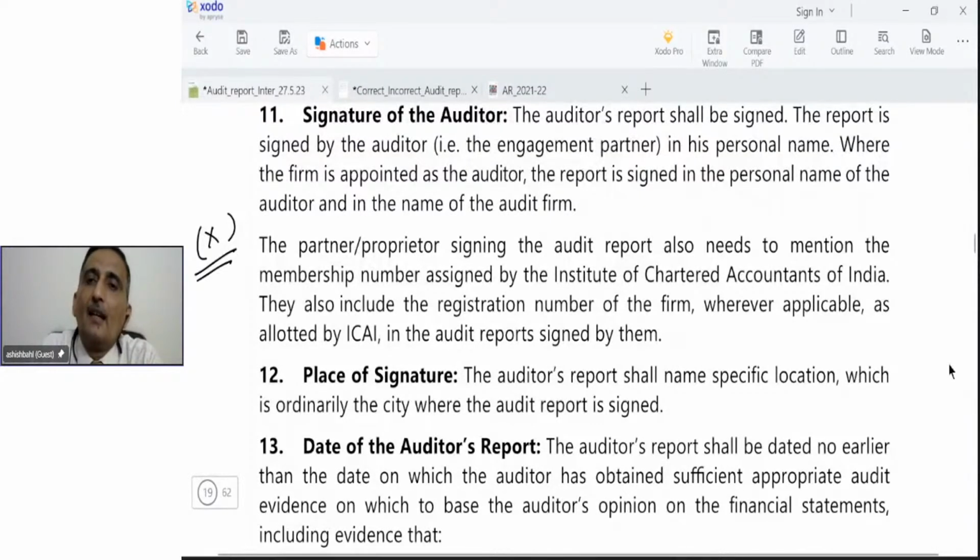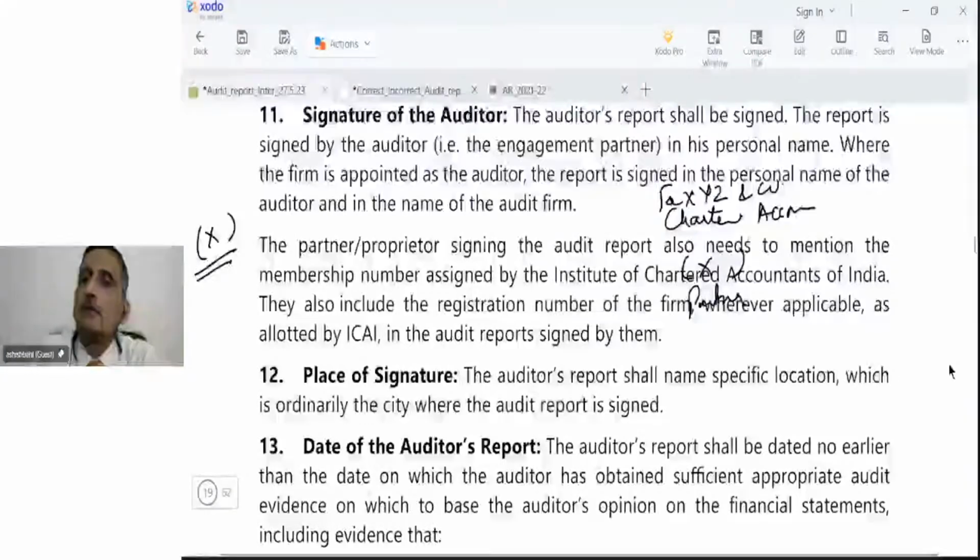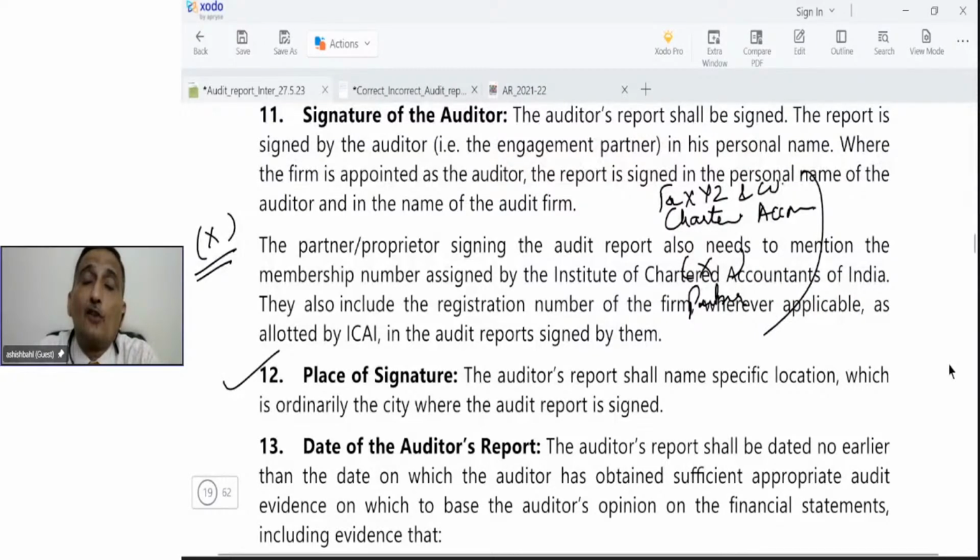Say Mr. X is partner of XYZ and Company, so the report would be signed in the name of for XYZ and Company, Chartered Accountants, X partner. Clear? Place of signature, place is also to be mentioned. Now the report is signed at, so place is usually the place where the audit report is signed, which is the place of the chartered accountant's office, because he would be signing the report at his place.